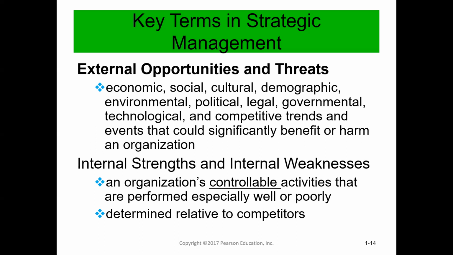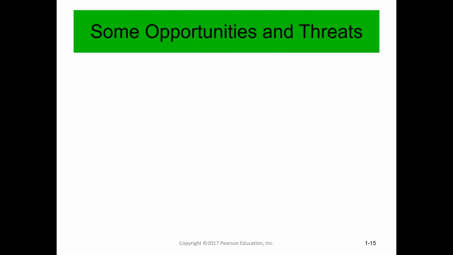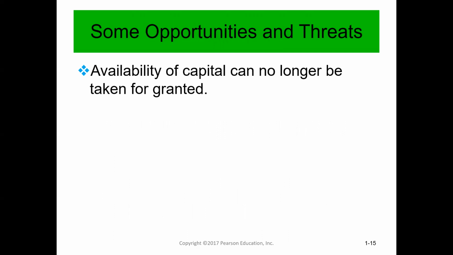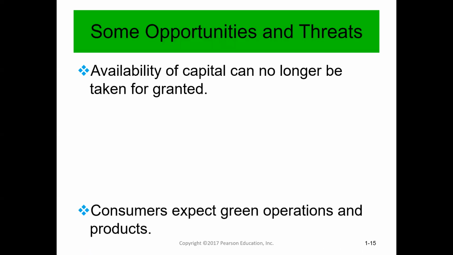So we will learn one by one, no? Ano ba itong mga indicators na nakasali dito sa internal strengths, no? So some opportunities and threats, you have availability of capital can no longer be taken for granted. So malaki yung capital na kailangan. Kung marami kang pera, you have the 5 M's of business: men, material, method. Remember that one, no?